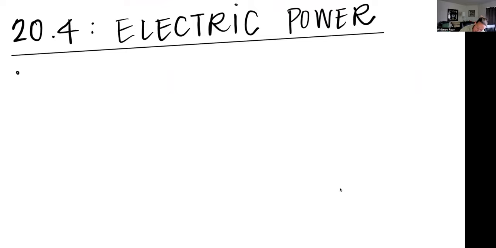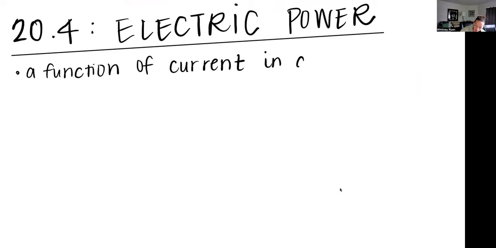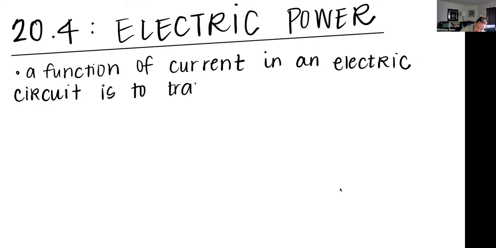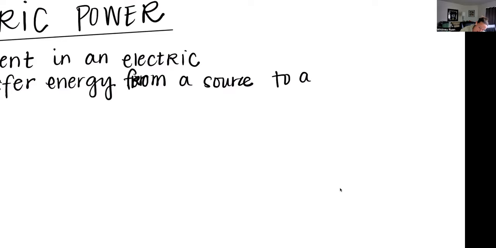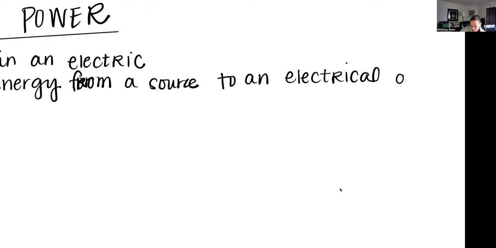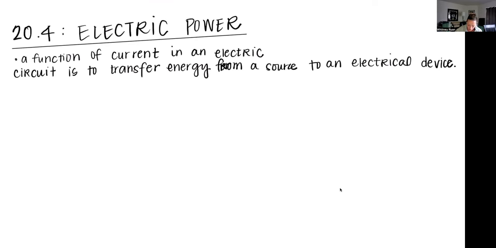All right, power. Let's do a little bit of writing. A function of current in an electric circuit is to transfer energy from a source, so the battery, to an electrical device. Okay, so that's the point of a circuit. I'm sorry for the weird indent there.